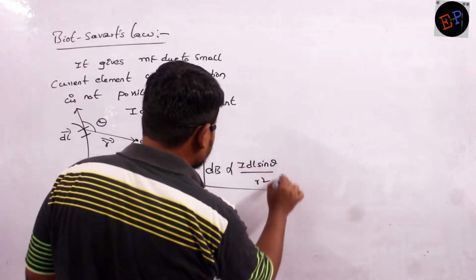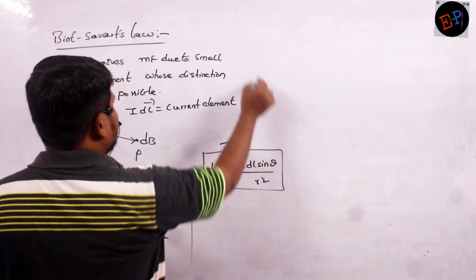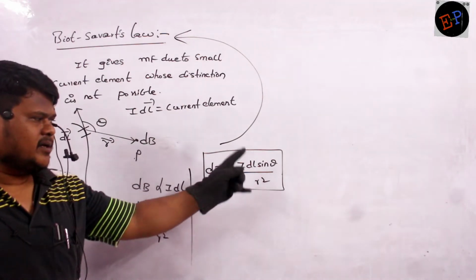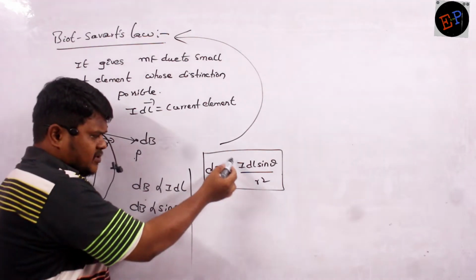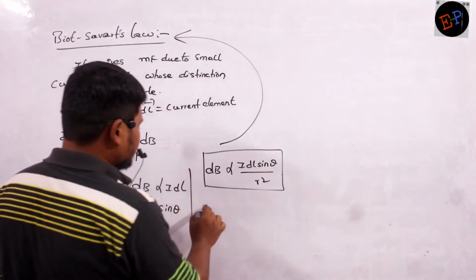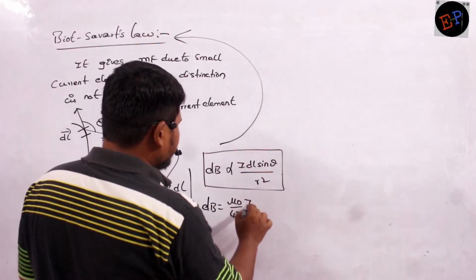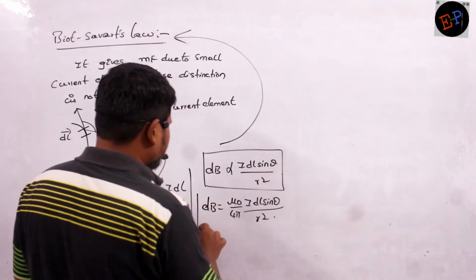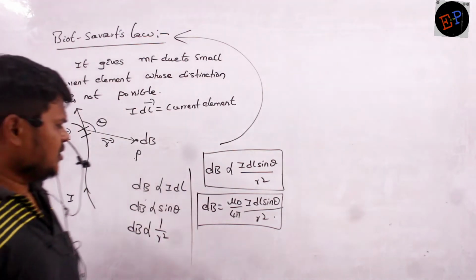So this equation is called Biot-Savart's law. Okay? dB is proportional to I dl sine theta divided by r square. And if I want to remove this proportionality symbol, I have to place a constant, no? And that constant is mu naught by 4 pi. So dB equals mu naught by 4 pi, I dl sine theta divided by r square. So this is the total equation of Biot-Savart's law. Are you able to understand?